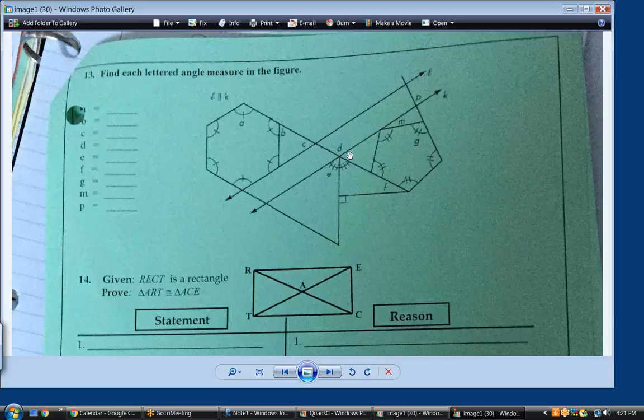60 degrees. Okay, what's this angle here? Looks like 72. Okay, so in this triangle we have a 60, a 72. What's this angle here? I think it's 48. Yeah, 48. Okay, and now we know that 48 angle, that's 108.